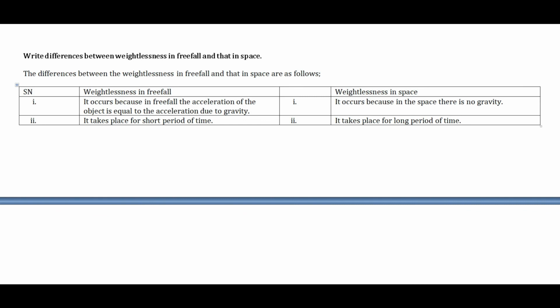In the case of free fall, it is not due to no gravity. It is only because the acceleration of the object is equal to the acceleration due to gravity. But in space at the null point, there is no gravity, so the object will experience that it is in free fall. And the second difference is that weightlessness in free fall can take place for a short period of time, but weightlessness in space can take place for a long period of time.